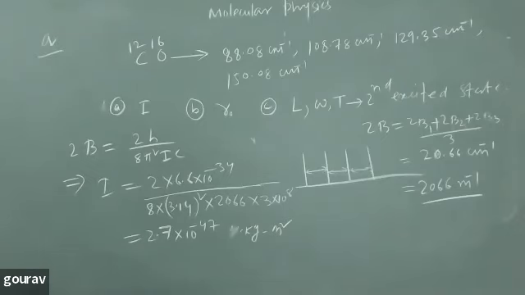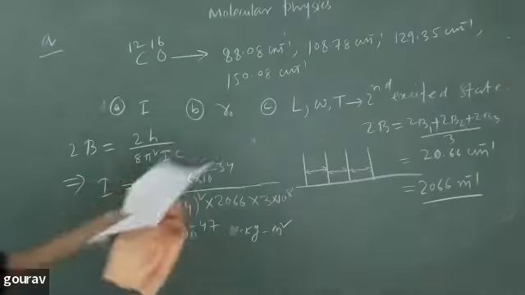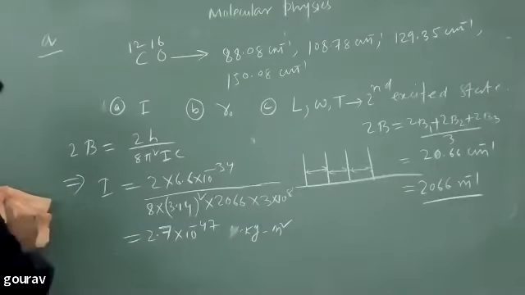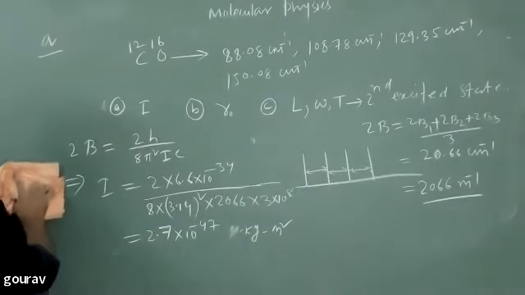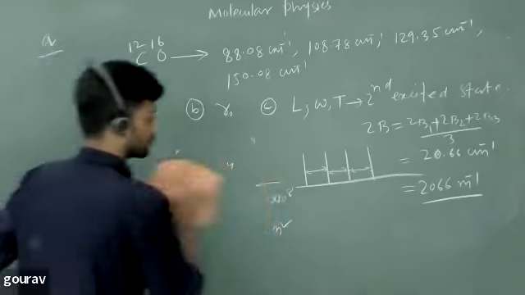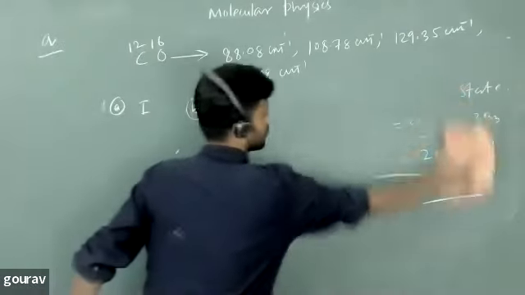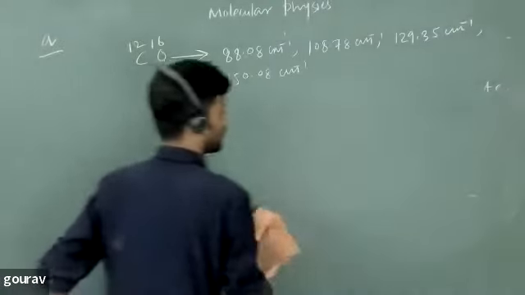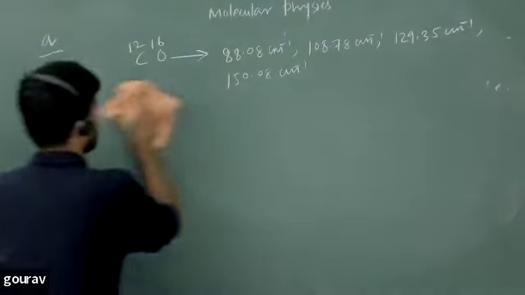Is this part clear? So this is all about your A part. The question is really interesting because you have 3 parts and many parameters they have asked you. It's a compact question. Okay, shall I erase now this part? Yes, sir. Answer 2.7 into 10 to the power minus 47 kg meter square.